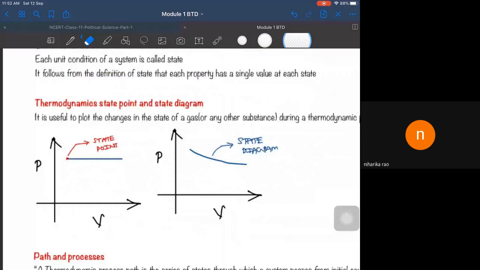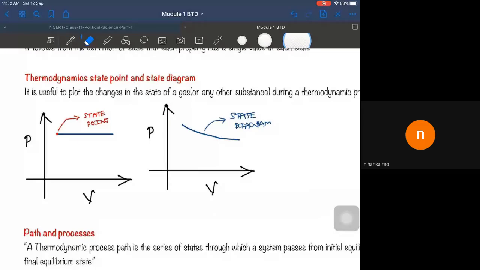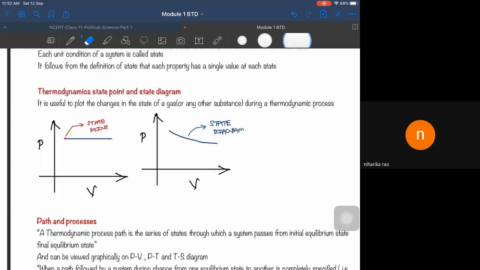Yes, here it is. Hope it is clear, right? You can see the things?